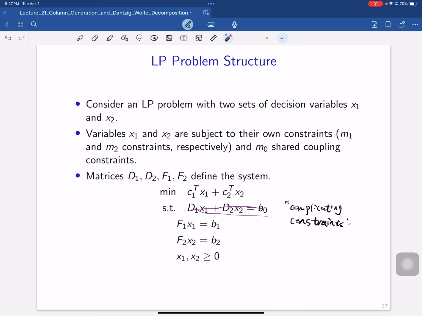Remember in Benders decomposition, we have something called complicating variables. If you fix the first stage variables, then the rest of the problem is decomposable by scenario. Here we have some complicating constraints. If you remove some constraints, then the rest of the problem is easy.